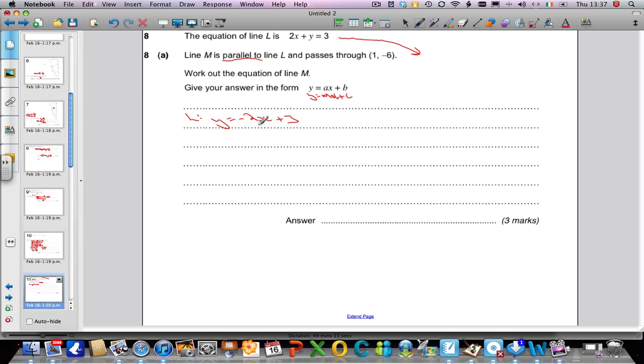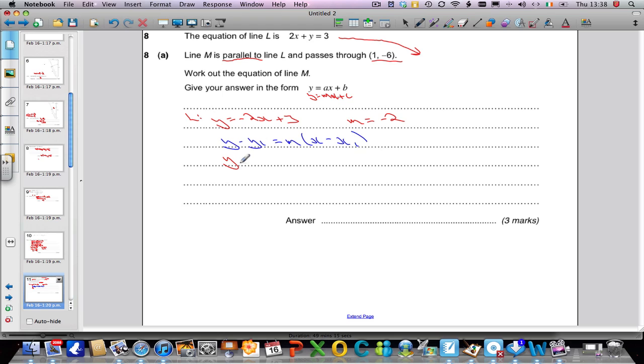Now they're both parallel, which means they have the same gradient. So I know the gradient. I know that m equals minus 2. So the gradient is minus 2, and I have a point. So I'm going to use this formula here. And it's important you know your formula before you sit this exam. So the formula for the equation of a line, when you have the gradient and one of the points, is y minus y1 equals m times x minus x1. x1 and y1 are the point that you're going to use, and then y and x are part of your actual answer, so leave them alone.